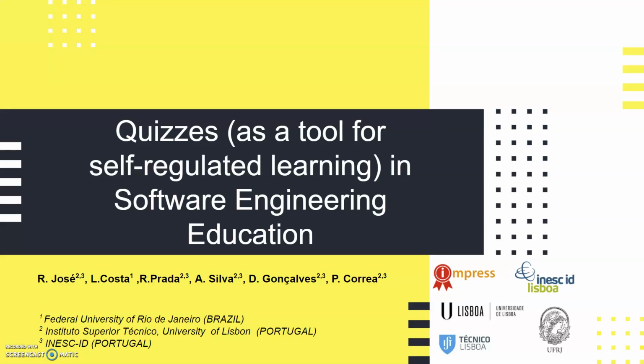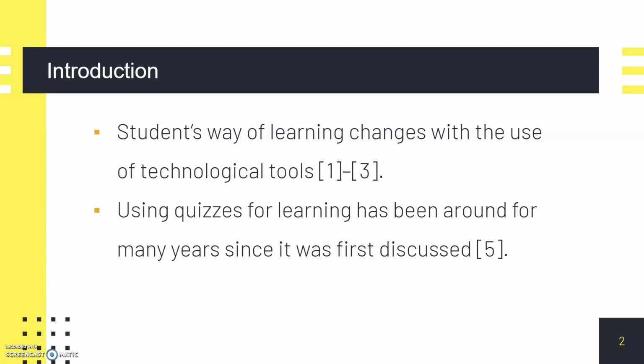Our work is a systematic review on quizzes as a tool for self-regulated learning in software engineering education. We'll start by introducing some questions that are related to our work, namely that students' way of learning changes with the use of technological tools, and that using quizzes for learning has been around for many years since it was first discussed. As such, we need to look at some of the technological based transformations that have occurred in learning.